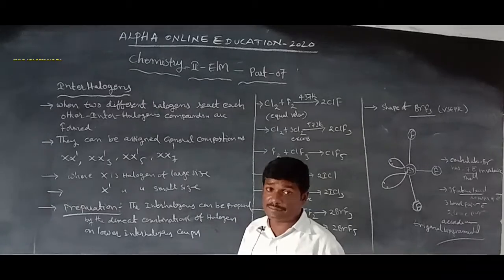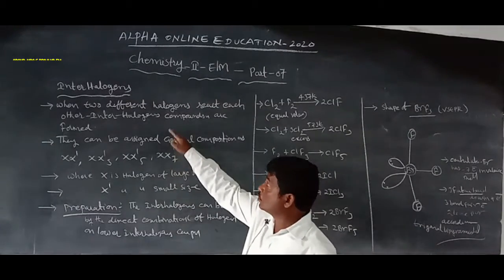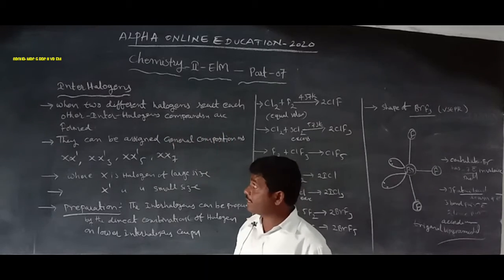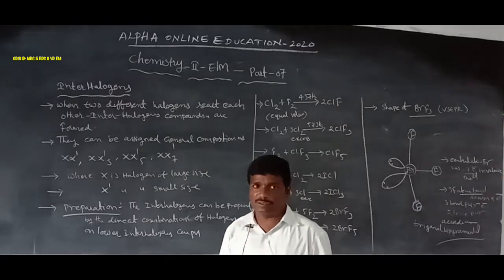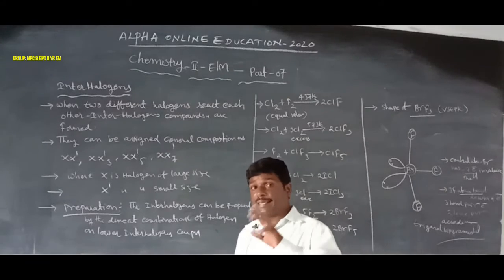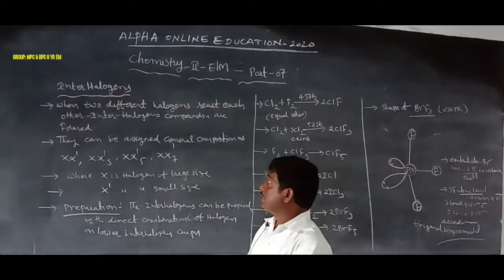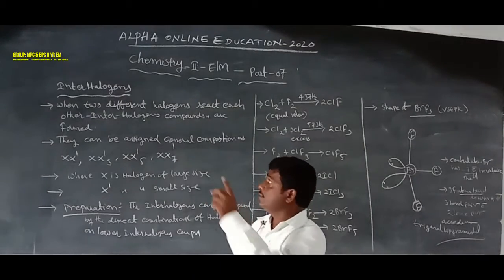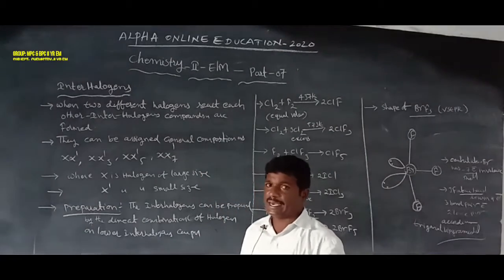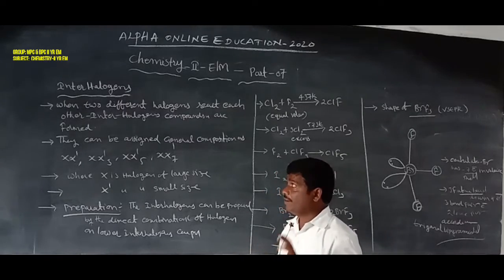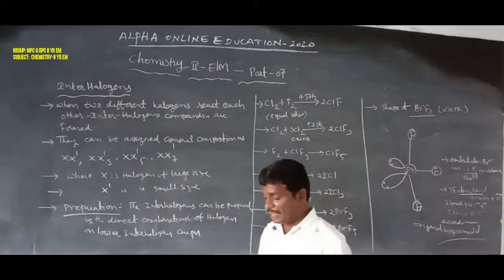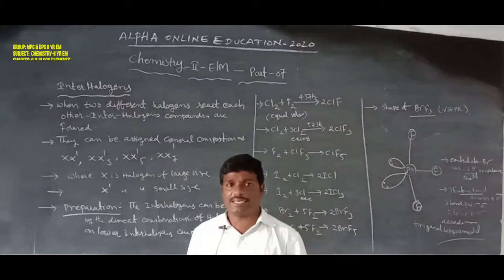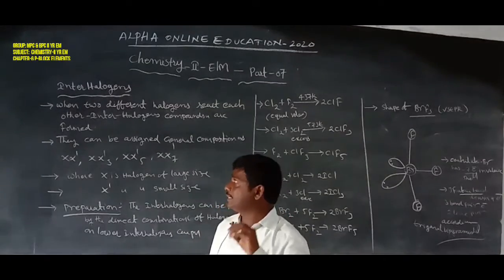Interhalogens: what is the meaning of interhalogens? When two different halogens react with each other, they form interhalogens, or the binary compounds of the halogens themselves.